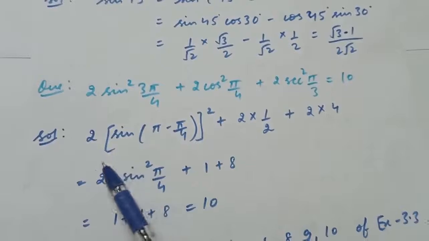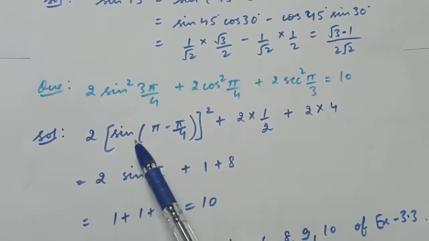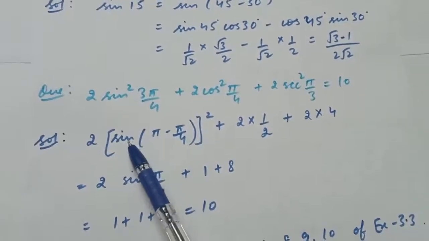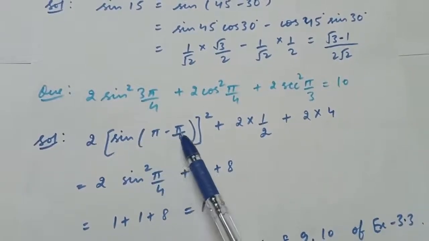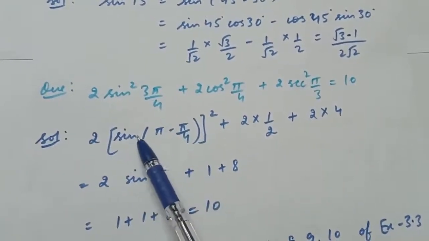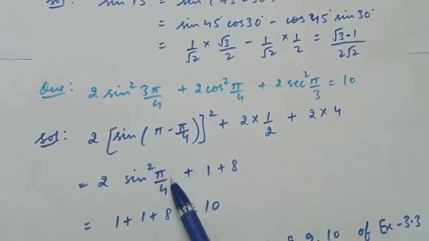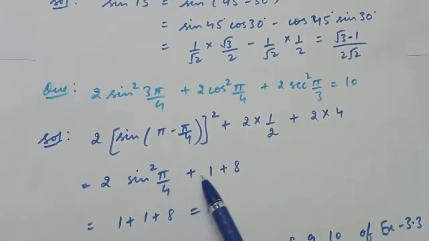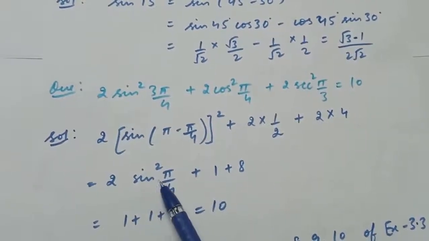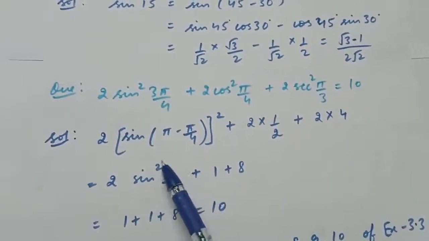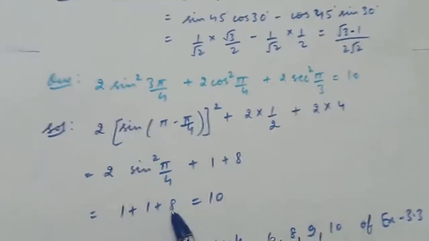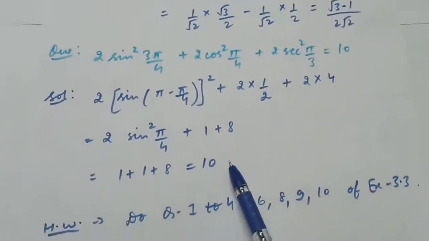So you will get 2, this will become sine pi by 4. Why? Because at pi the sign will not change, and because it is pi minus something, therefore it lies in the second quadrant, so the sign will be positive. So 2 into sine pi by 4 whole square plus 1 plus 8. Now the value of sine pi by 4 is 1 by root 2. Square will be 1 by 2. 2 into 1 by 2 will be 1, plus 1 plus 8, which is equal to 10.